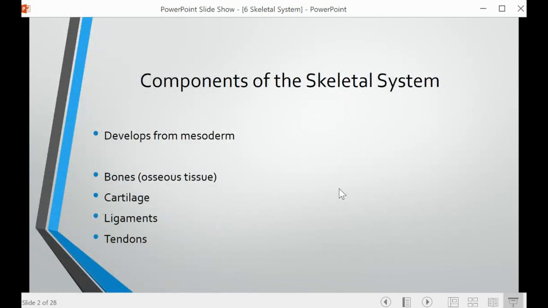Remember we talked about those 3 germ cell layers. We had the endoderm on the inside, the mesoderm in the middle, and then the ectoderm on the outside. So this is the mesoderm. What is actually contained within the skeletal system? Well, we're talking about the bones. Bones, the fancy name is osseous tissue, and cartilage, ligaments, and tendons. If you remember, we talked about our different tissue types, right? And so that is a connective tissue.